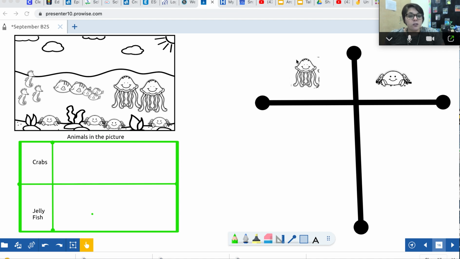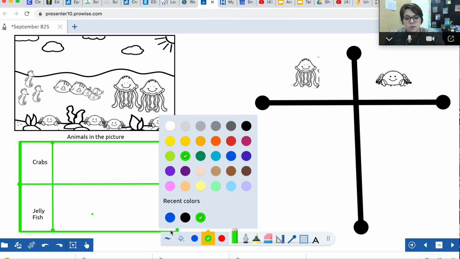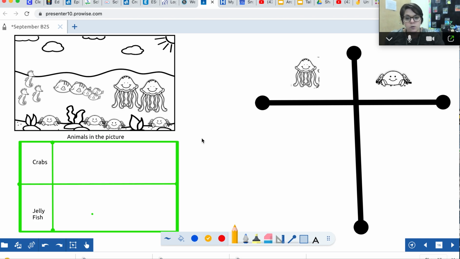So the first side is jellyfish. So we're going to go over to the picture and count how many jellyfish we see in the picture. How many do you see? 1, 2. So we're going to use tally marks today. Okay, I'm going to change my color to orange maybe. Okay, so I see 2, so I'm going to put in 2 tally marks. 1, 2. Okay, what about crabs?